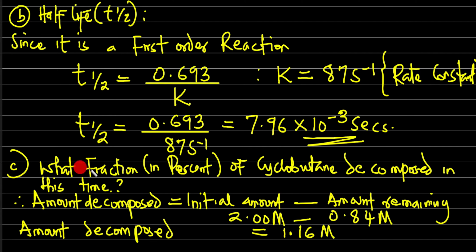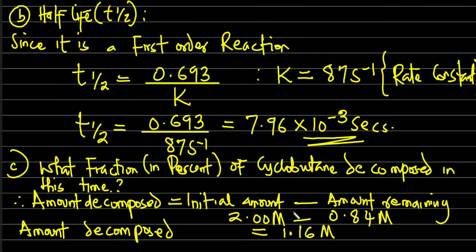Now this C is asking what fraction in percent of cyclobutane decomposed in this time. Now what they are asking us is what amount reacted. Alright, so the amount that decomposed would be the initial amount, which was 2.0 molar, minus the amount that is remaining. Okay, so the amount that is remaining, if you subtract it from the initial amount, it will give us what's reacted or what had decomposed. So the answer to that question becomes 1.16 molar. So 1.16 molar was what was decomposed.